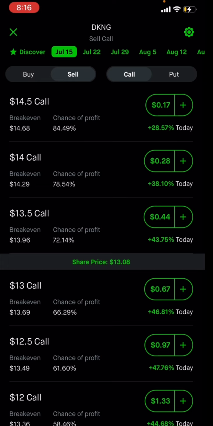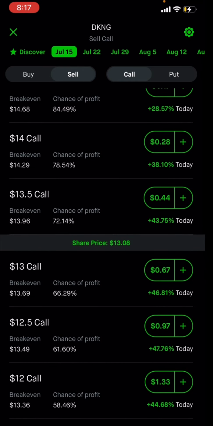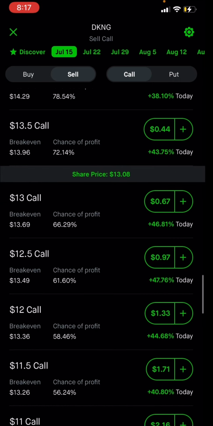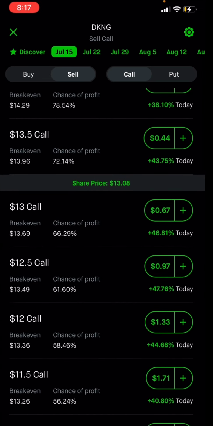So in this situation, we're saying the market is going to go up. So we have it on call, and we're going to say it's going to go up by July 15th. So from here, we're given a list of different contracts. Think of this gray line in the middle as a divider line, right? So this is letting me know my share price is at $13.08. So that's where the current market is. Everything below my share price is considered in the money. In the money simply means that the overall stock market price has passed these overall strike prices, right?